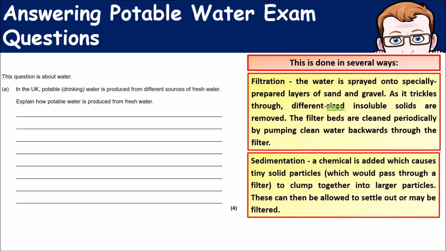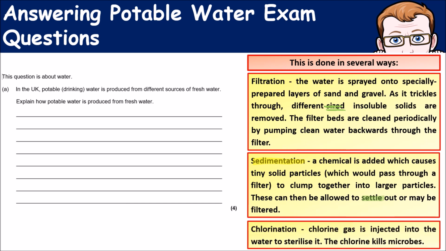The second part is sedimentation. Sedimentation is where we add things like aluminium sulfate, which causes fine bits of sediment to clump together, so they settle out into sediment tanks. And the final part is chlorination, or doing something to it that kills off the microbes.